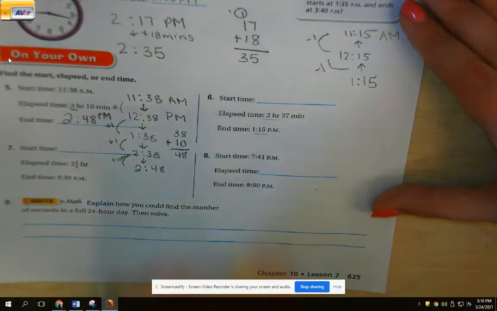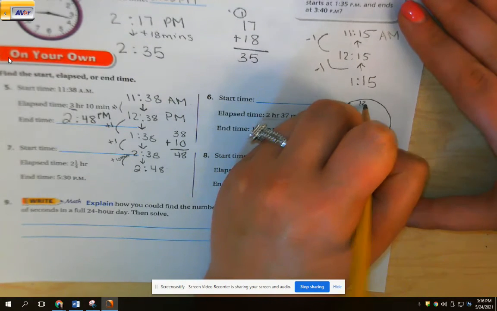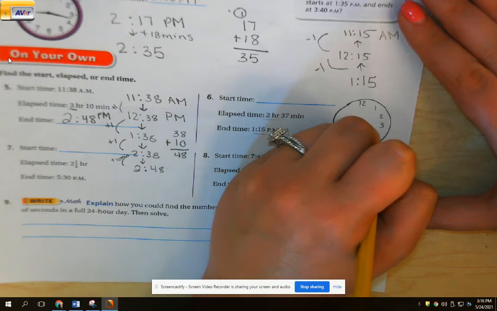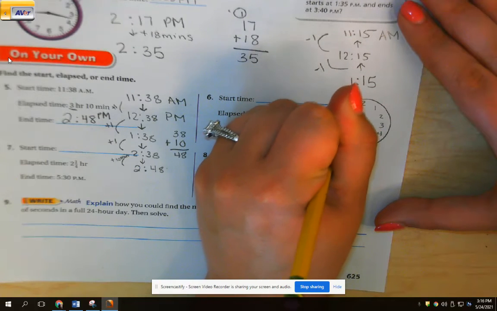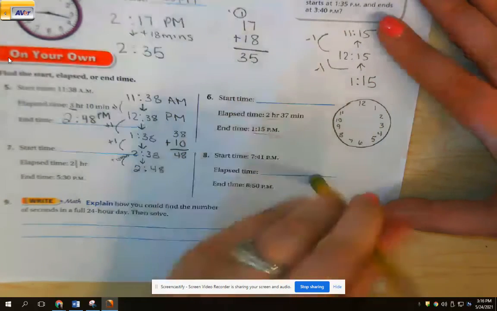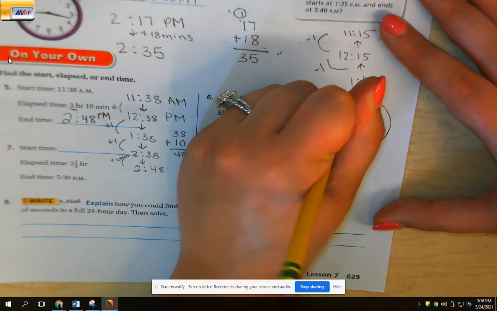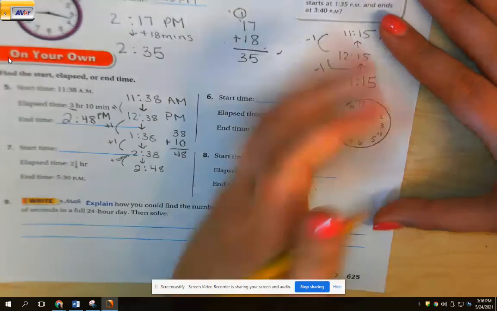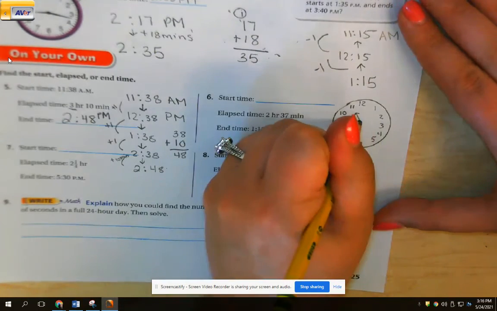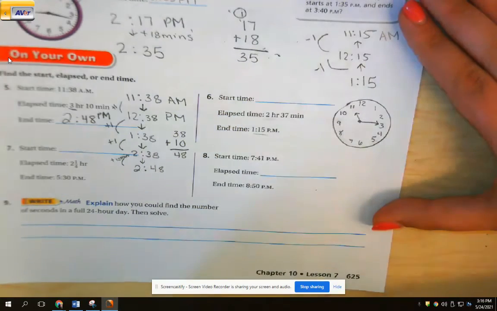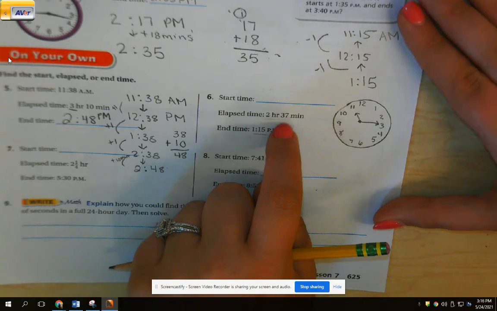Now it's time to do our minutes. The easiest way for me to do that is to draw the clock. Oops, I could space those out a little bit better. There we go. All right, so right now we are looking at 11:15. That's what the clock is showing. We need to go back another 37 minutes.